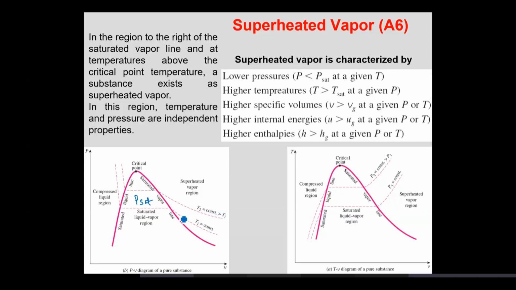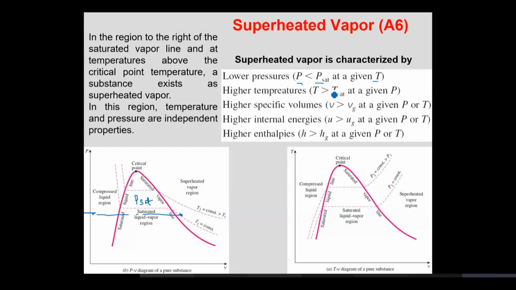So I'll be, let's say, somewhere over here. My pressure is less than P saturation for the constant temperature. I am in which region? Superheated vapor region. So you see, if your pressure is less than P saturation at a given temperature, you are basically in the superheated vapor region.